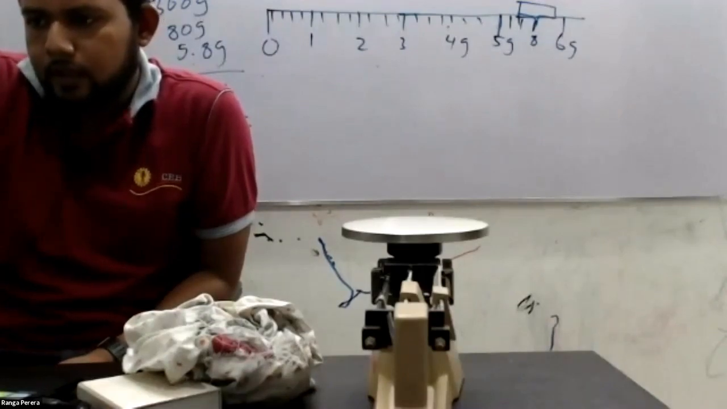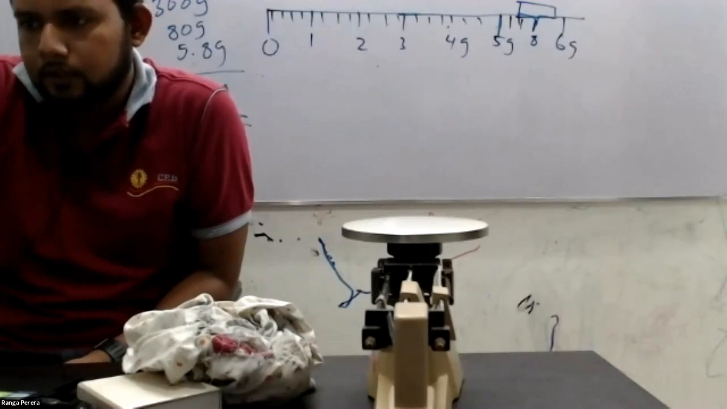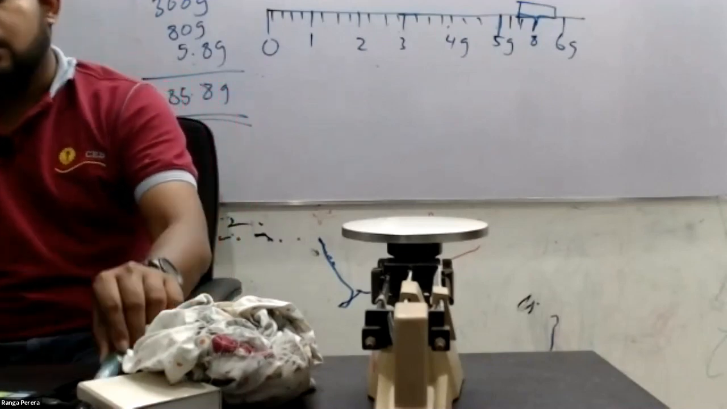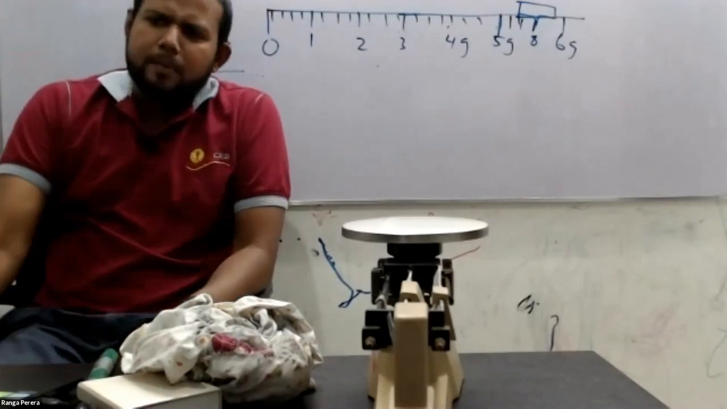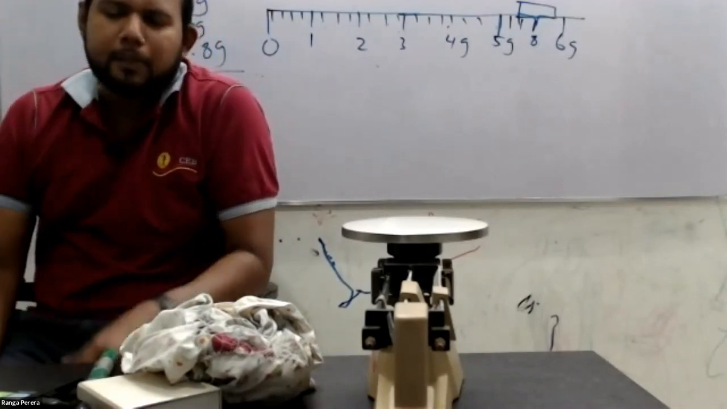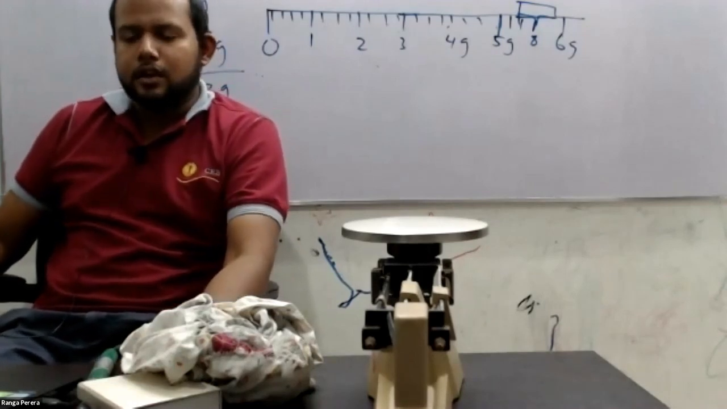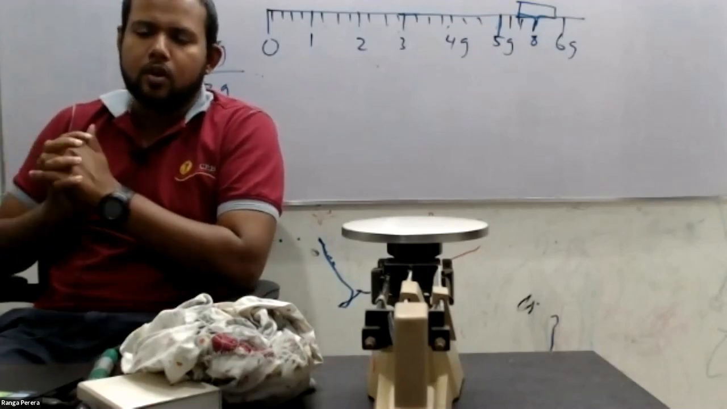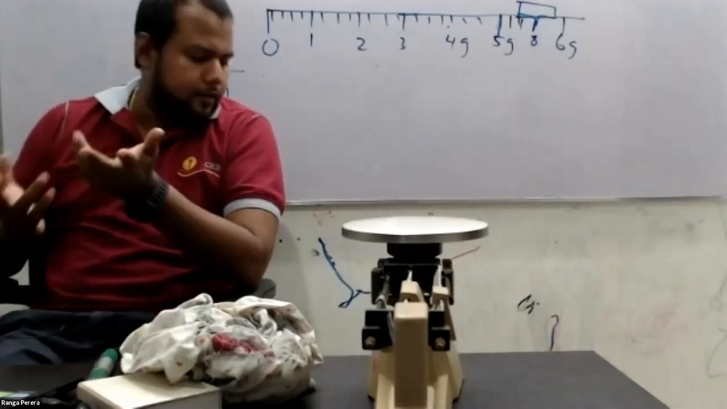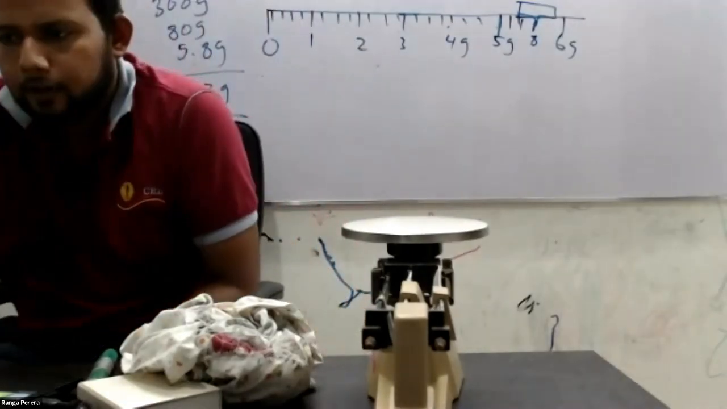The answer is clear. One of you is asking me, is it as accurate as an electronic balance? An electronic balance is rather accurate, I guess. Yes, an electronic balance is rather more accurate than this. It depends on the situation. Sometimes an electronic balance also gives wrong answers. It depends on the least count.